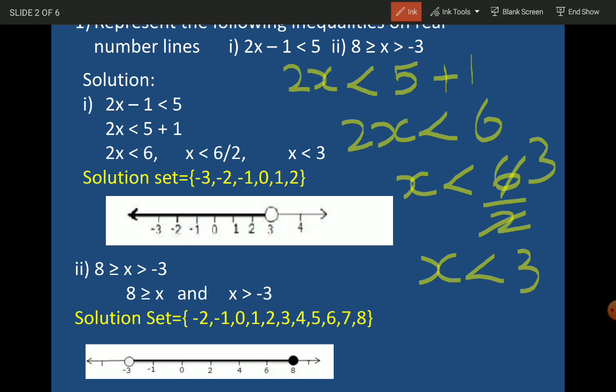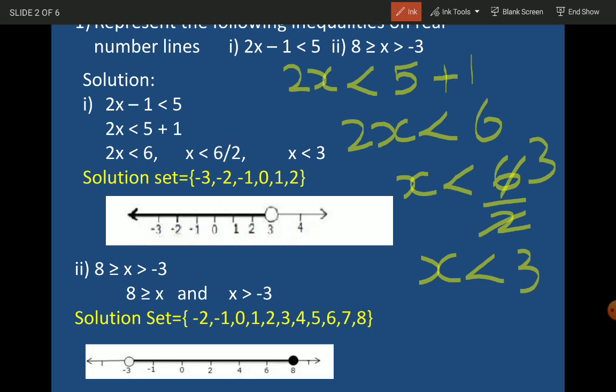That means x less than 3. The value should be smaller than 3. So we write 2, 1, 0, minus 1, minus 2, minus 3. This is the solution set. For this solution set, we have to draw the number line.